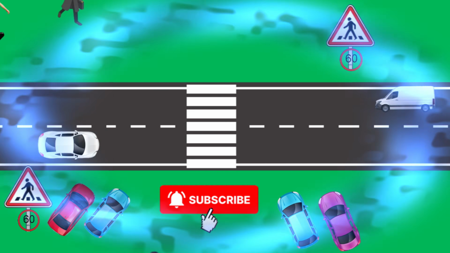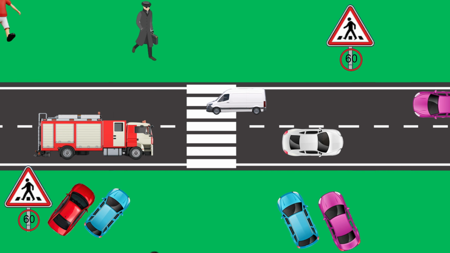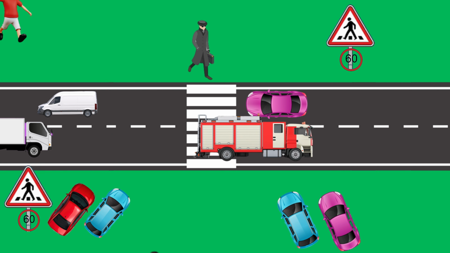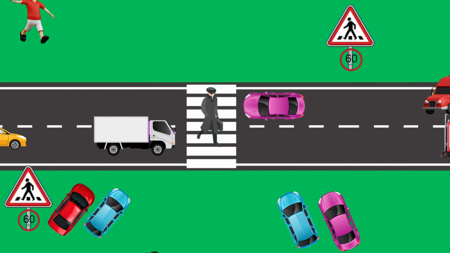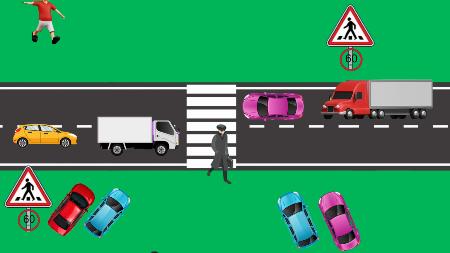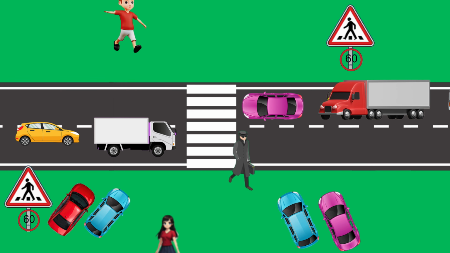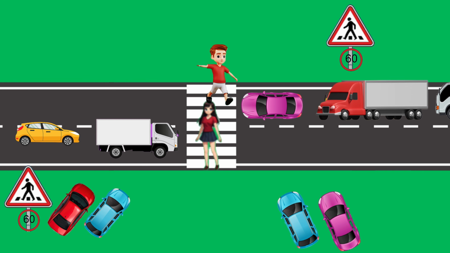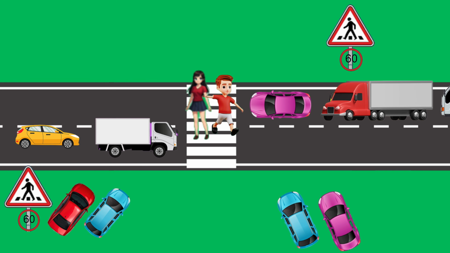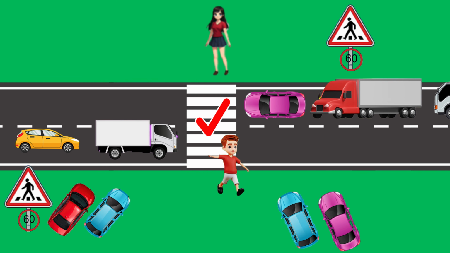Now, let's talk about pedestrian crossings. On a two-lane road with a pedestrian crossing, drivers must stop and allow pedestrians to cross completely. If more pedestrians are approaching, you must continue waiting until everyone has crossed safely. Only then can you proceed.